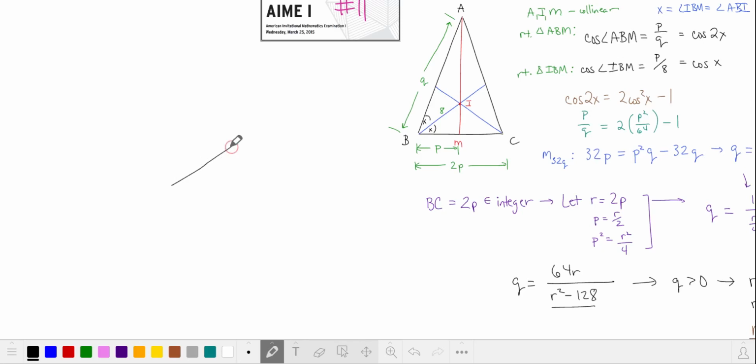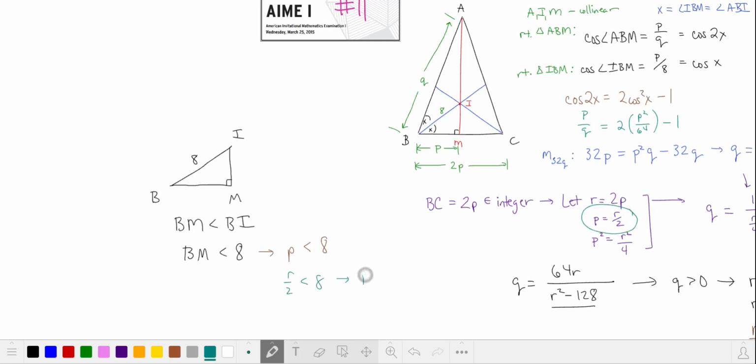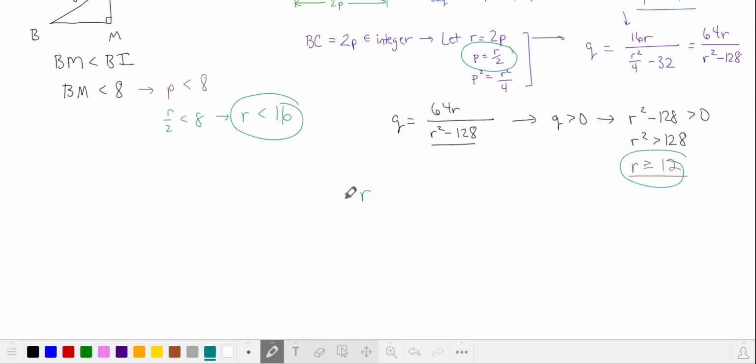If we take another look at triangle BMI, because BM is a leg of this right triangle, it's shorter than the hypotenuse, which has length 8. This means P is less than 8, and substituting for R, this means R is strictly less than 16. This means our bounds on R are 12 and 15 inclusive.